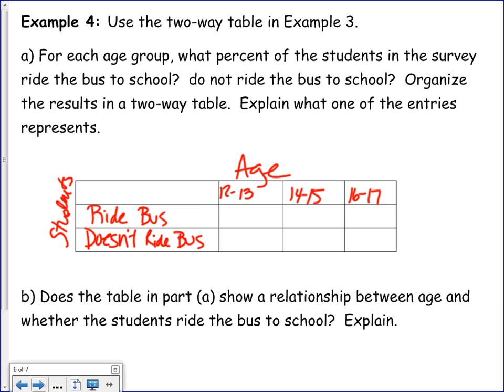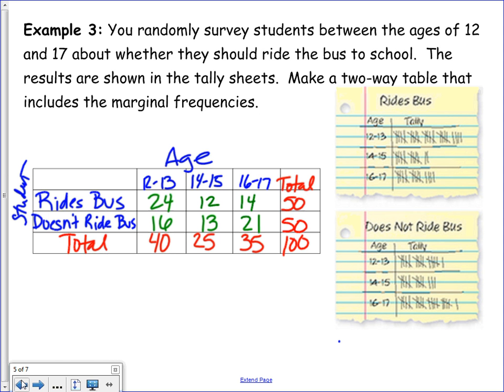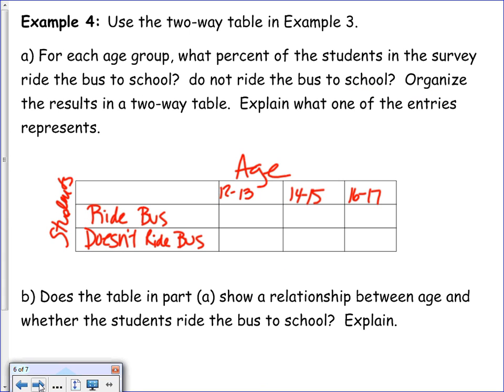Now, to figure out the percentages, we'll go back to our two-way table. For riding the bus in the 12 to 13-year-olds, we had 24 out of 40. If we do that in our calculator, 24 divided by 40 is going to be 0.6. How do we change a decimal to a percent again? Well, we move the decimal place 2 to the right. So 0.6 equals 60%.